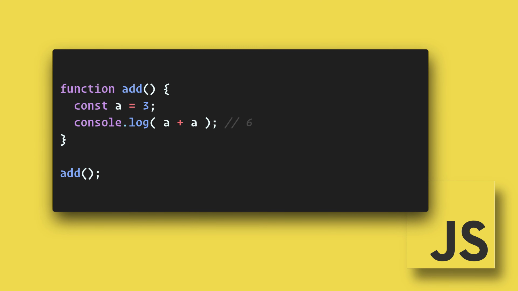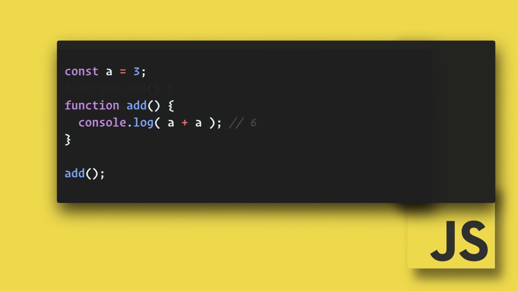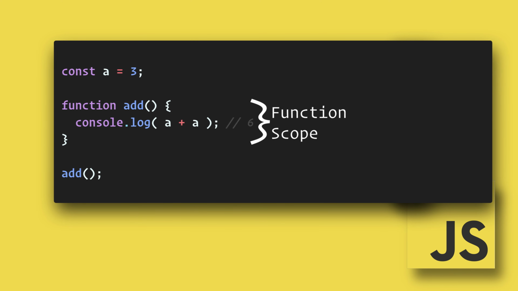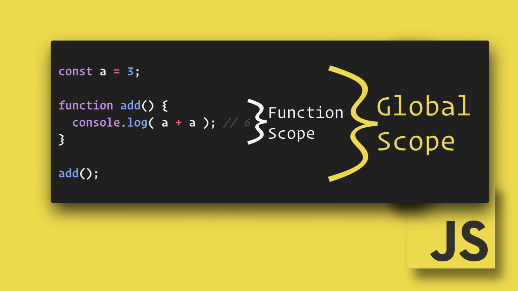So this function is a closure, and of course it has access to the variables within it. But if we move the variable outside of the function, we can see that it still has access to the variable. So here the function scope is a closure, but the global scope can also be accessed within the function.